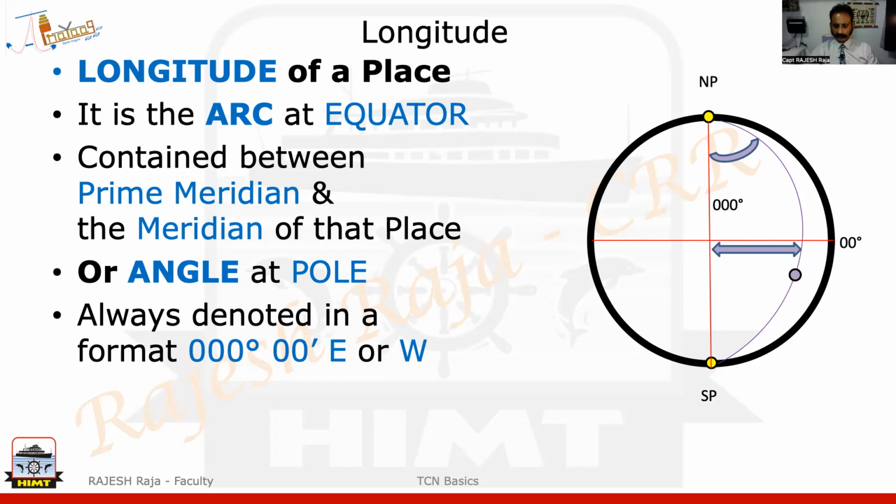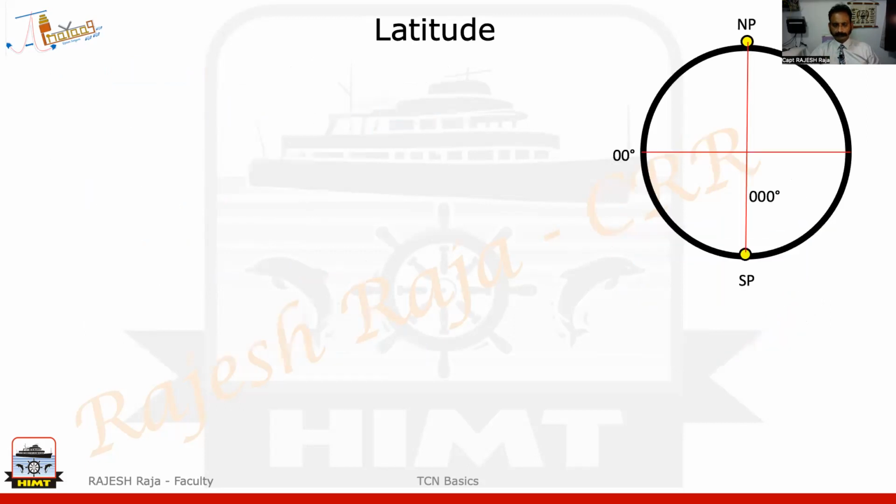This definition is a fixed definition. I can show you one more place. Let us say this orange color spot, somebody is there. He has got his own meridian. So going by the two definitions, it is either the arc at the equator or the angle at the poles contained between the prime meridian and this meridian. I'll show you one more. Again, it is measured as arc of the equator or angle at the poles. I told you angles can be measured both at the north and south poles, so it will be the same.